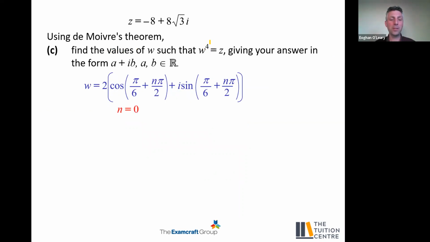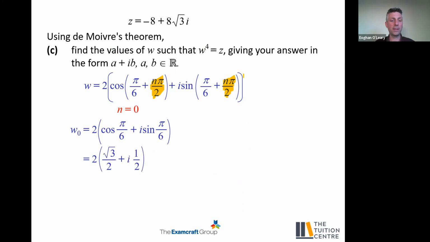So if I put in n equals 0, we can see we've tied it up here a little bit, but when we put in n equals 0, I'm going to have 0 times pi over 2, that'll be 0 in both of these brackets. So I get 2 times cos pi over 6 plus I sine pi over 6. So I'm going to get 2 times root 3 over 2 plus I times a half. I'm going to multiply my 2 through the bracket, and I'm going to get root 3 plus I. So that's one of my solutions to this equation, w to the power 4 equals z. And I got that by putting n equals 0.